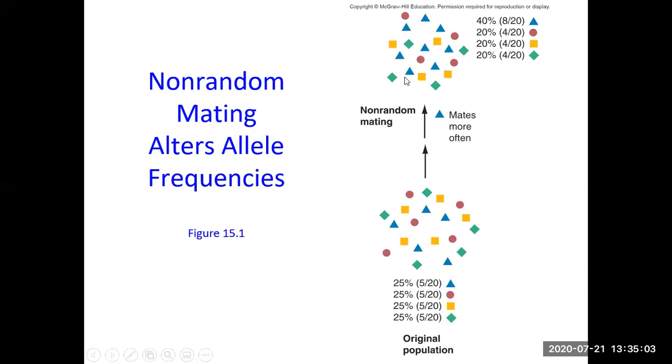So you see here, this is the original population, again with the same 25% of each type. But because of non-random mating, let's say the blue triangle mates more often. Because it is mating more often, it is going to increase in the population. 40% of this has gone up.